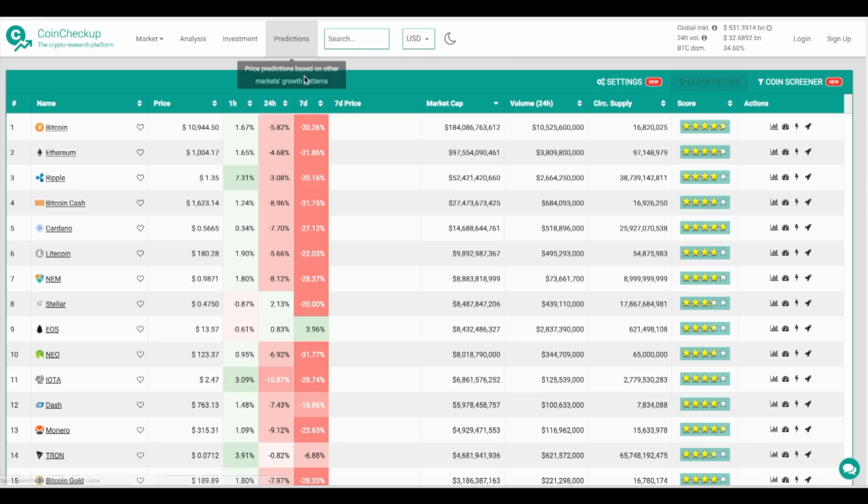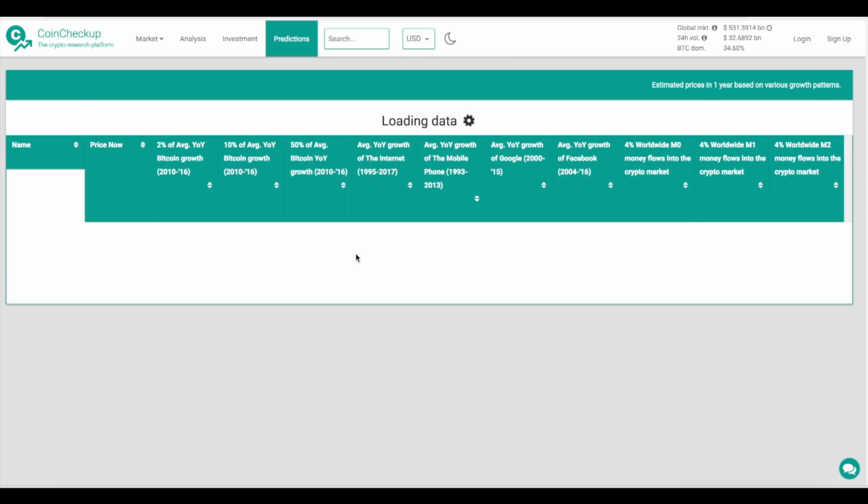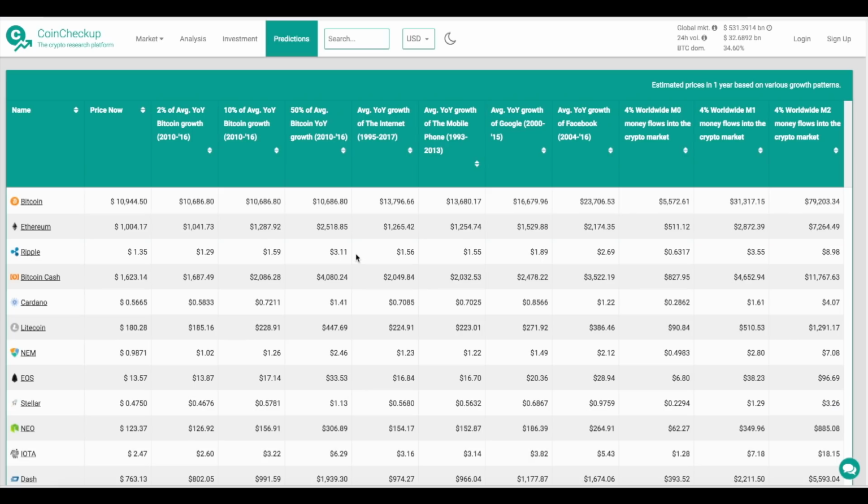Now, I don't typically put too much credibility into predictions. And if I ever talk about a coin, I'm mostly giving a projection based on my own computation, my own data, or my own gut, right? But this does give you some data to suggest some future prospects, as you can see. They've got Bitcoin, it looks like 4% worldwide M2 money flows into the crypto market.